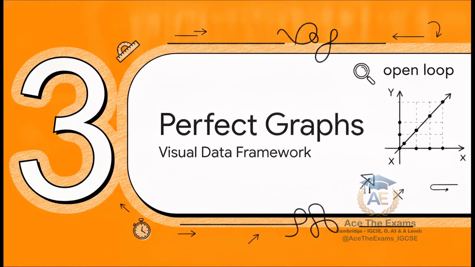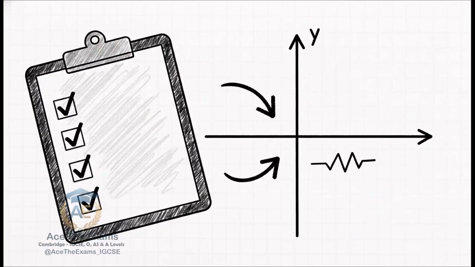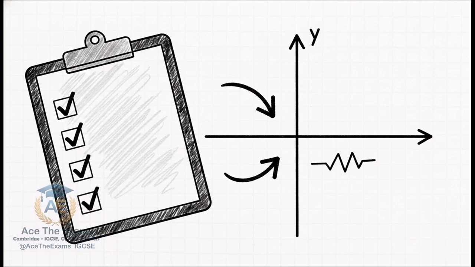Part 3. Plotting perfect graphs. The visual data framework. Okay, now that you've mastered the math and the precision rules, let's unlock that open loop I mentioned earlier and dive into the visual data framework for perfect graphs. Graphs are literally where the most reliable marks are hidden, if you follow the exact procedure. Here is the rapid-fire examiner checklist for setting up your axes to ensure you capture every single structural mark.